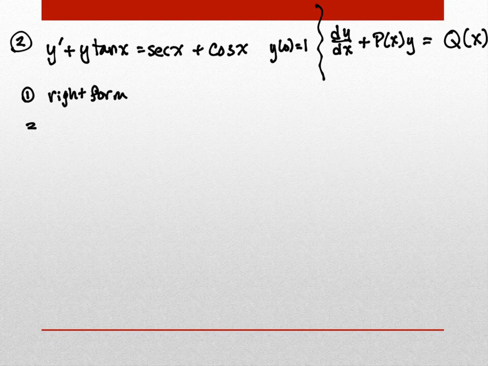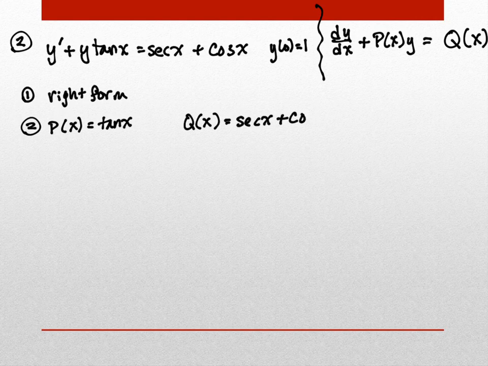Okay, so what's step 2? Identify P of x and Q of x. Okay, so what's P of x? Tangent of x, good. And what's Q of x? Secant x plus cosine of x. What else do we have to do in step 2? All right, we need to integrate P of x, which means integrating tangent of x.